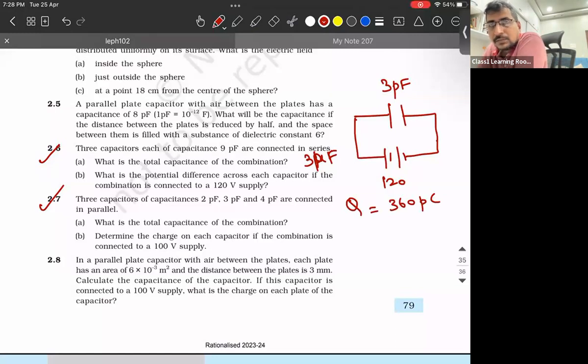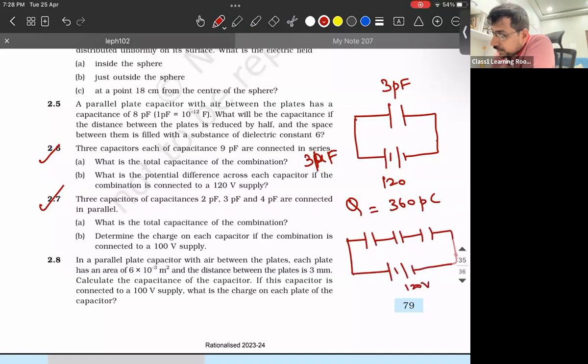Is that point clear? So the total charge supplied by the battery is 360 picocoulomb. Now do the reverse analysis. This is C1, C2, and C3, across which you have connected a 120 volt battery. How much will be the charge here? Here the charge will be 360, and here also the charge will be 360. Am I right?